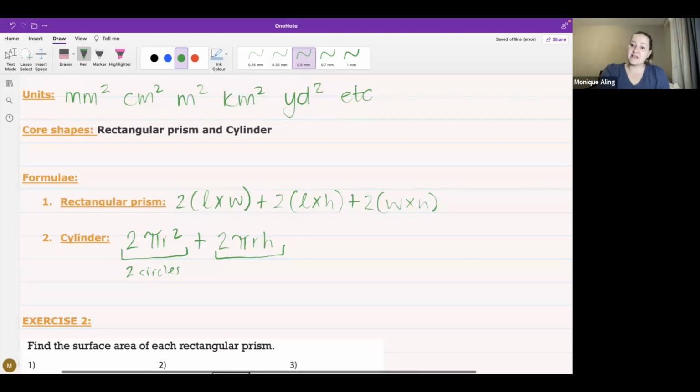So I've just explained the formulas to maybe give you a better understanding of why they are like this and how they work. They are given to you in an exam.